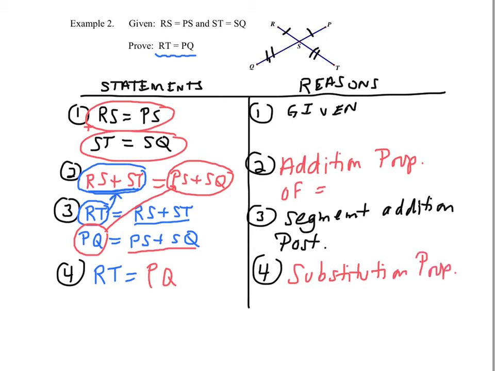Okay, we've achieved our goal. Our goal was to prove that line segment RT is equal in measure to line segment PQ. If you check out your proof statement, it's a match.